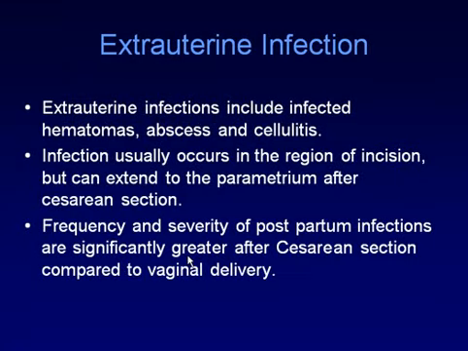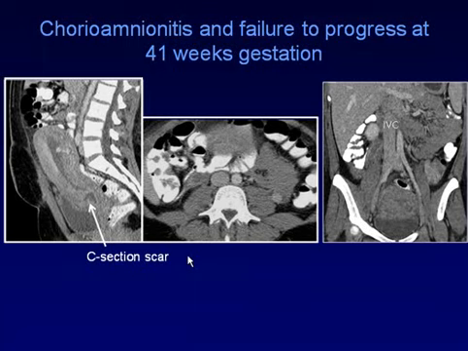Extrauterine infections, therefore, include infected hematomas and true abscesses. There can be cellulitis. There often can be an infection at the region of the incision, which can extend elsewhere. And the frequency and severity of these infections are significantly greater after cesarean section compared to vaginal deliveries.